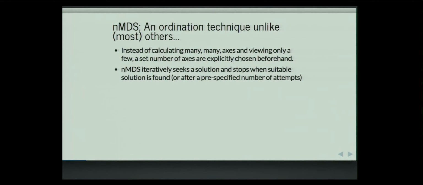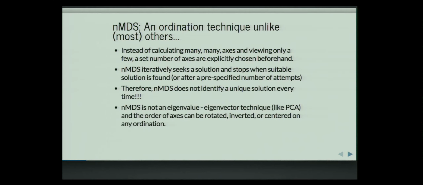And so it iteratively goes through and moves the data around to make it fit to that number of pre-specified groupings. After a solution is found, it stops, or it just won't run anymore. So it does not identify a unique solution every time. It goes through this iterative process to find the solution. If you started at a different point, it could come to a different solution. So it's a little bit different in that way.